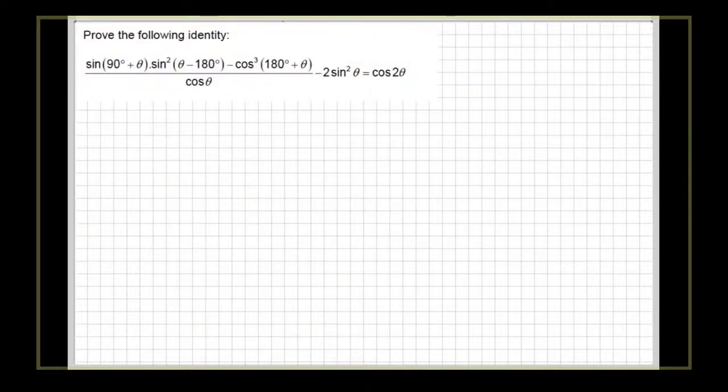Prove the following identity: sine of (90 plus theta) times sin squared (theta minus 180), minus cos cubed (180 plus theta), all over cos theta, minus 2 sin squared theta, equal to cos 2 theta. That's a mouthful. Please do not let a sum like this freak you out. It's really not necessary. So what we are going to have a look at are our 2 basic first steps in a sum like this.